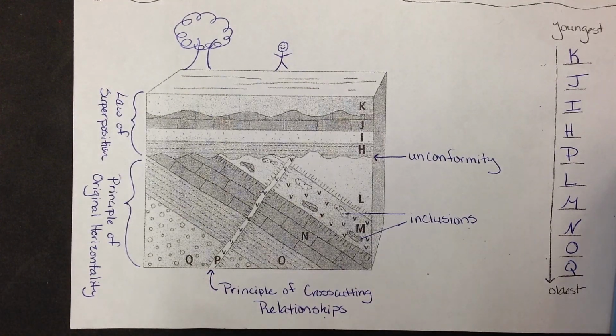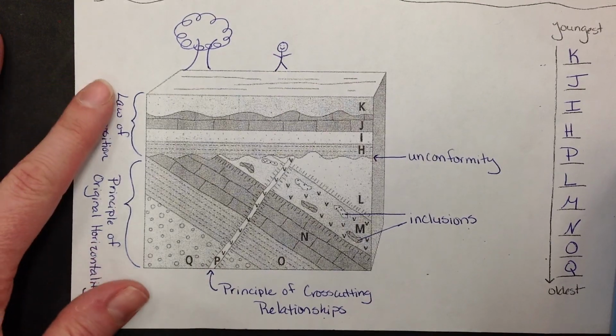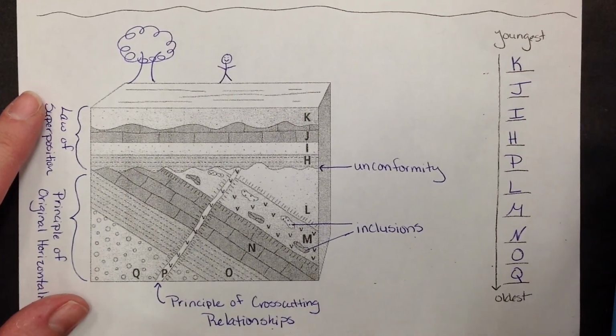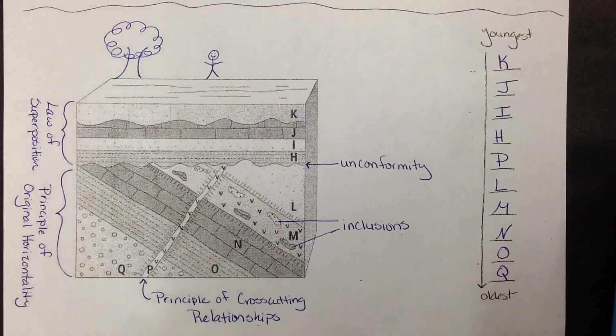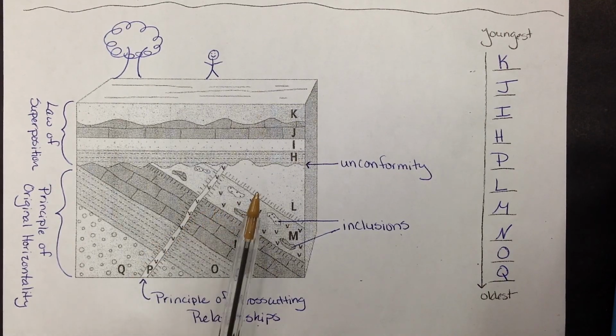Now we need to put all that together and figure out the order that these rock layers were formed in. So over on the side, you've got a blank spot where you can fill this in from youngest to oldest. You can see I've already got it filled in. I'm going to talk you through how this came about. Starting down here, Q is the lowest layer, which means that Q is the oldest one. Up above that would be O, N, M, and L in that order.